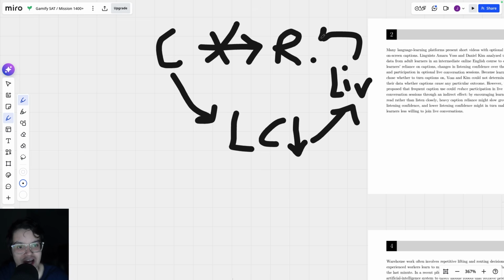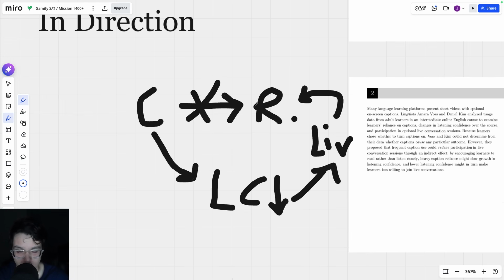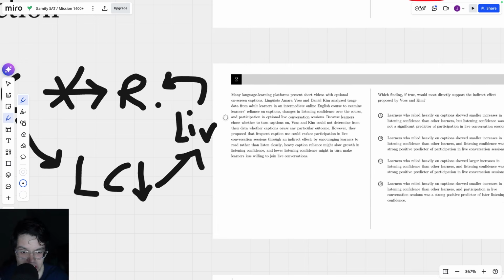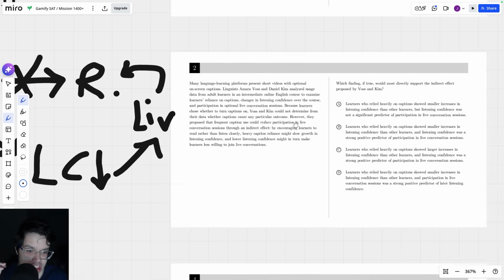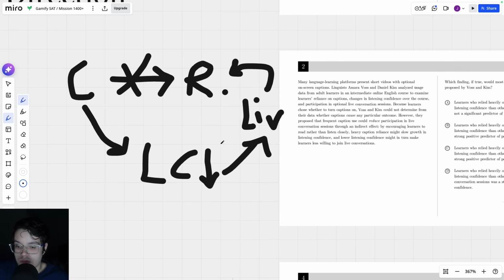So hopefully you can see the line of logic here. We're saying that this causes that, which causes that, and that causes the result. We're not saying that the captions cause the result immediately. So that's the big distinction for there. For my prediction for this one, I would say, trying to say which would most directly support the indirect effect, probably just if they found something like, the people who use these captions, they do not feel as strong in their listening abilities, and they just don't decide to talk to people as much, something like that.